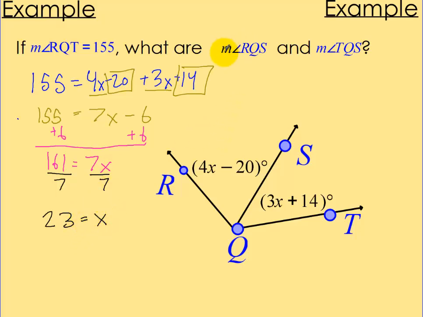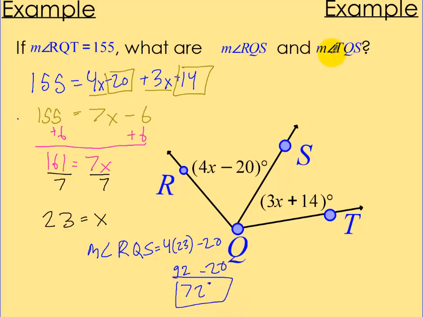But I'm not done, because I've got to find the measure of RQS. So I'm going to find the measure of angle RQS. I'm just plugging in 23 for the x, so it's 4 times 23 minus 20. 4 times 23 is 92, minus 20. So that's going to be 72 degrees. 72 degrees.